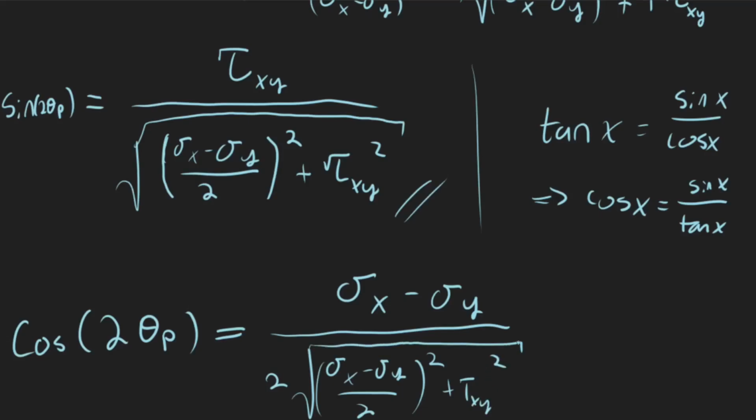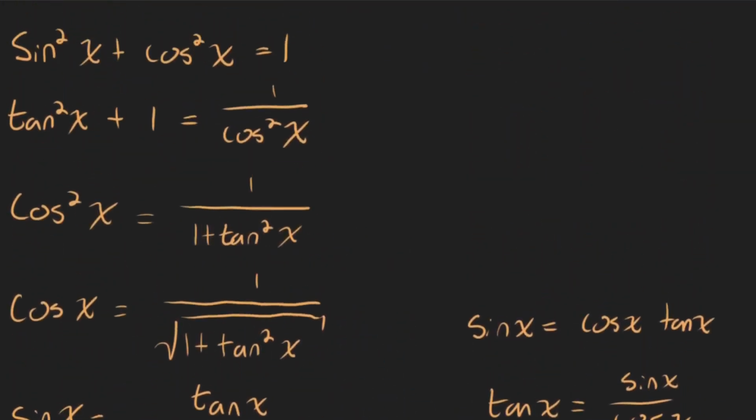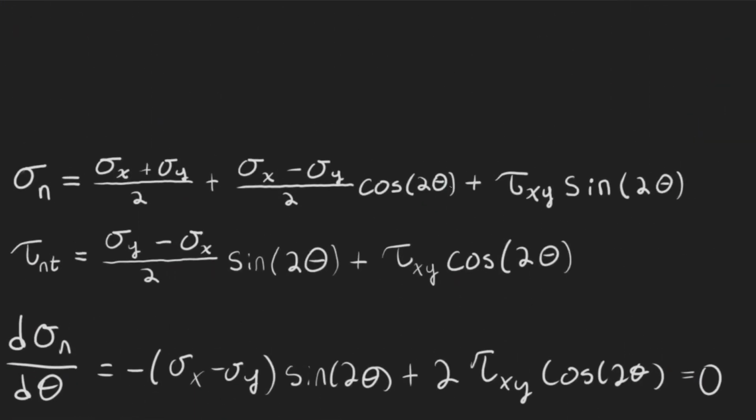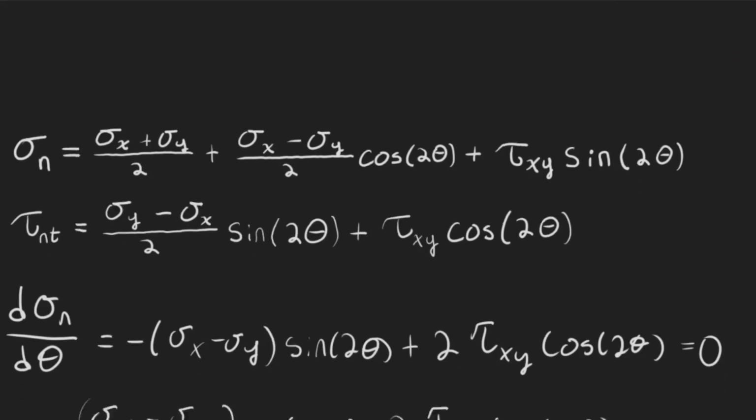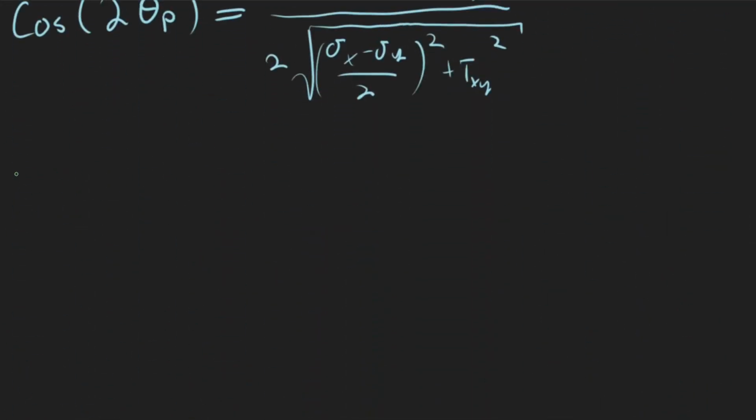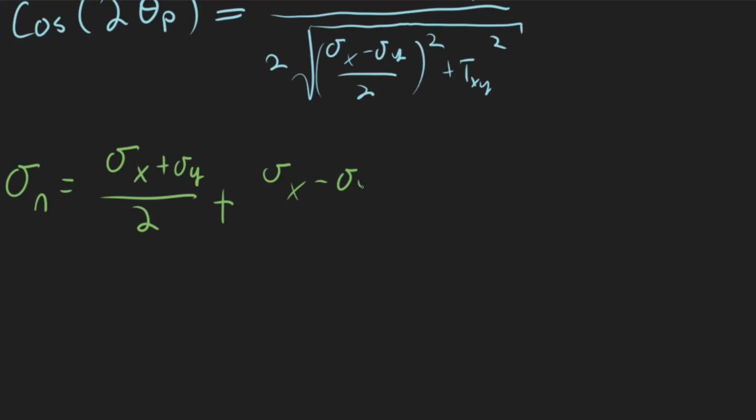And now we have 2 quantities that we can plug in to this expression to get the maximum and minimum stresses, because remember we took the derivative and we set it equal to 0. So we go ahead and we plug these in. What we get is that our normal stress has to equal sigma x plus sigma y all over 2. And then we'll have plus sigma x minus sigma y all over 2 times the cosine.